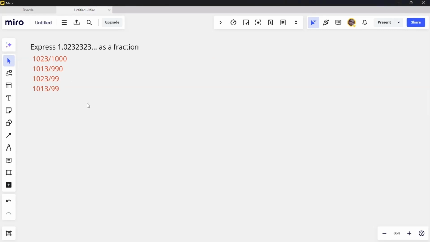So as you can see, this is our question: express 1.0232323 as a fraction. Basically we have to convert the decimal value into the fraction value. Okay, so let's put this value equal to x. Let x equal 1.0232323 and so on. Okay, now let's multiply both sides by 10.